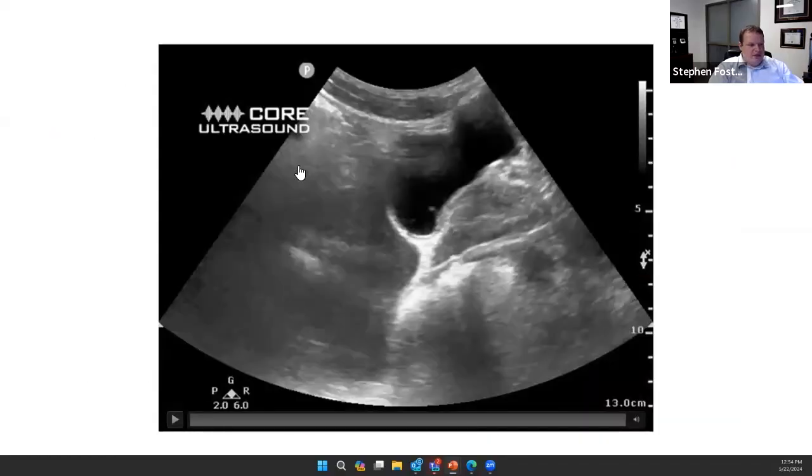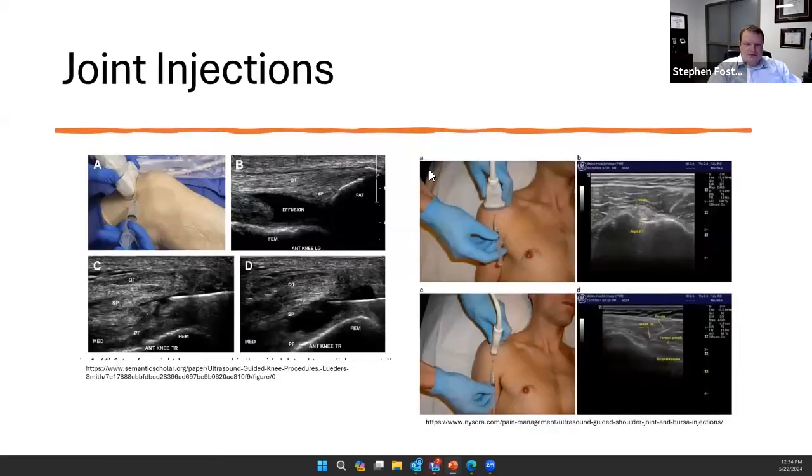That's kind of the FAST exam, relatively quick. We already talked about the cardiac, so we left the subxiphoid view off, but that's what you're looking for.